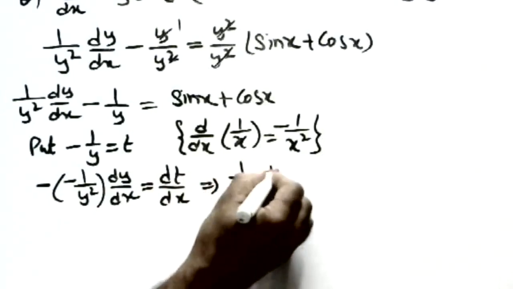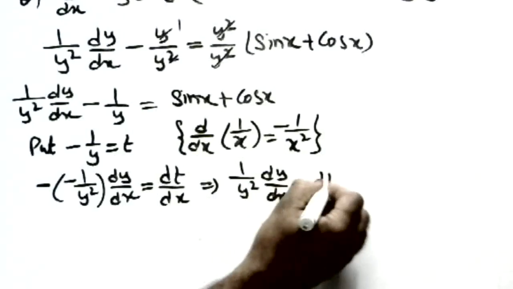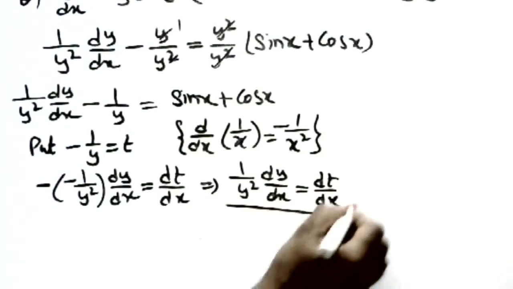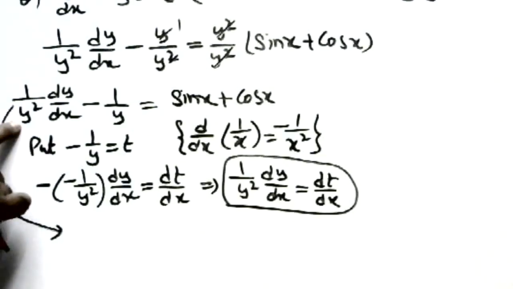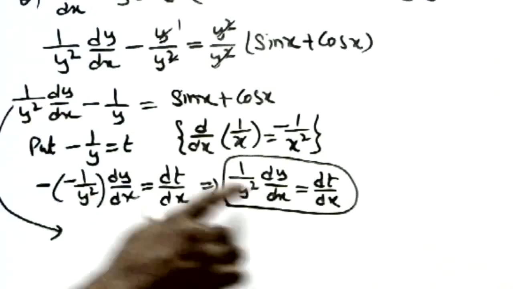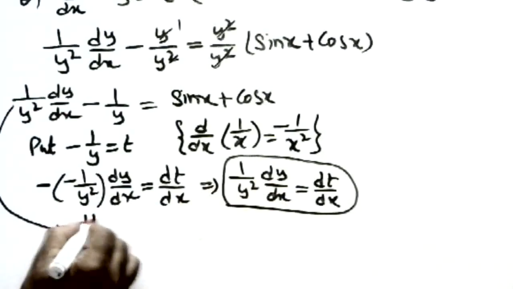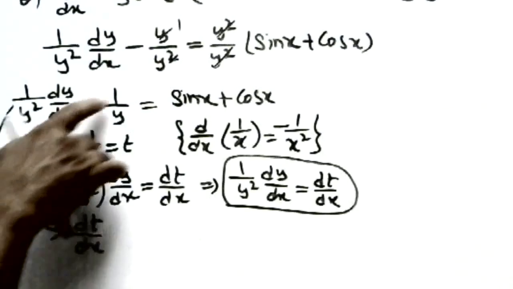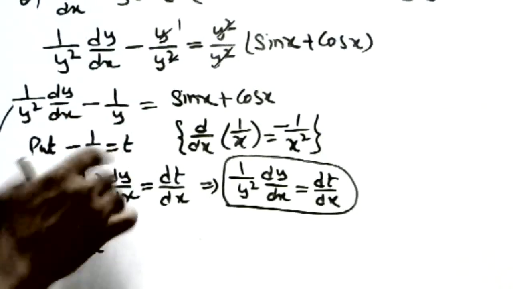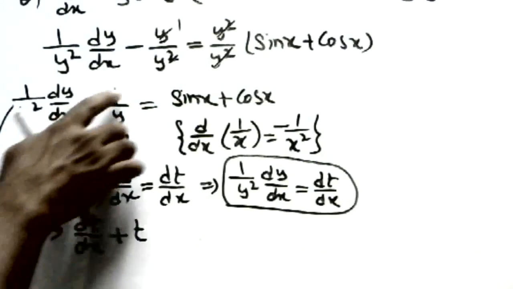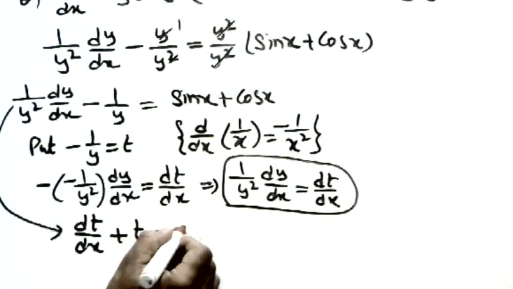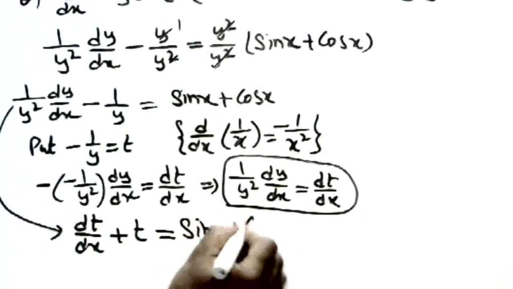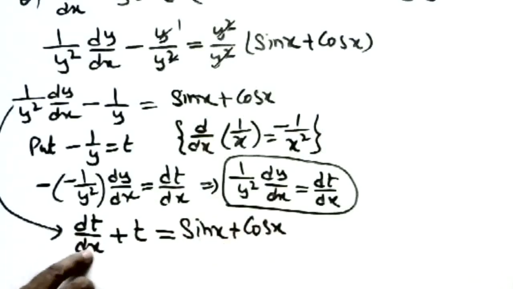This minus of us will become plus 1 by y square dy by dx equals dt by dx. Now the whole question changes to a linear differential equation. Now see here, we will continue from here. Watch carefully. 1 by y square dy by dx, this value we got as dt by dx. Minus 1 by y, we put this as t, so this will be plus t. Minus 1 by y is t, plus t, therefore dt by dx plus t equals sin x plus cos x.